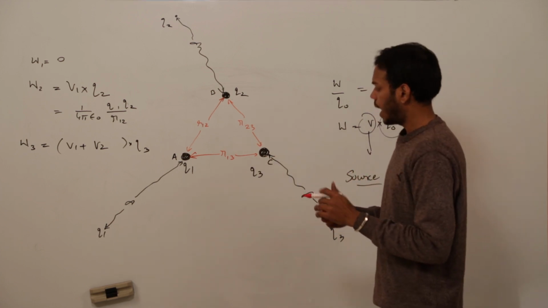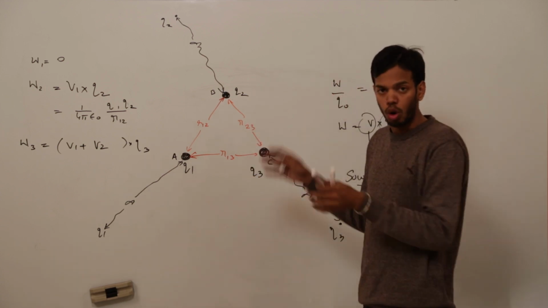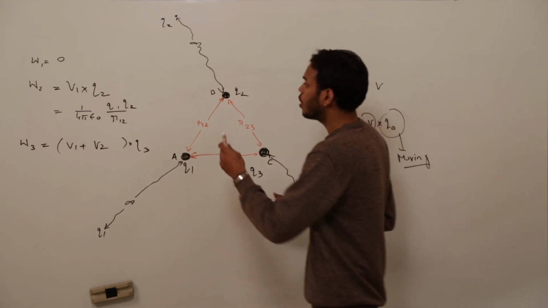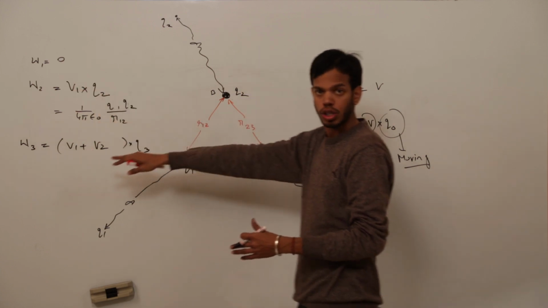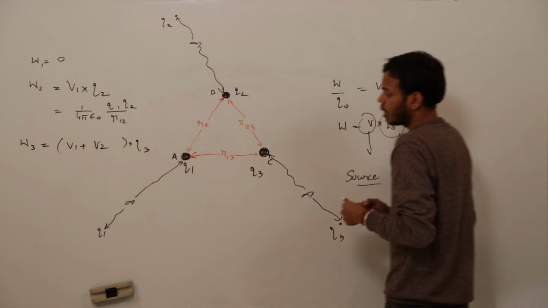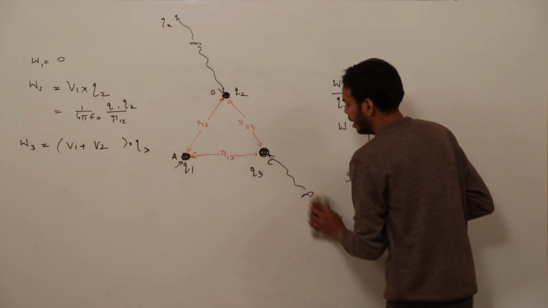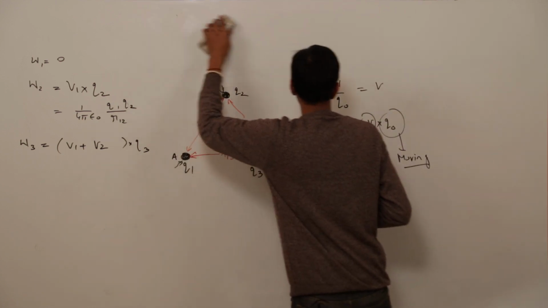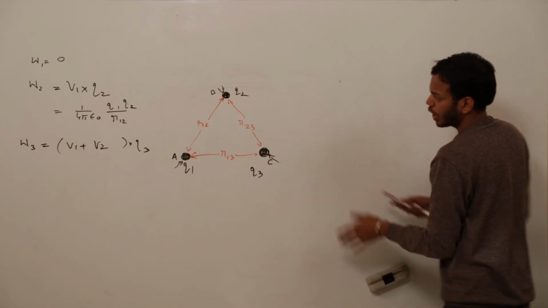Then I want to bring more charges into the system. I want to bring Q4, I want to bring Q5. So instead of doing that lengthier process, let's just find the total work done in this process and we will generalize the equation. So the total work done in bringing these three charges would be W1 plus W2 plus W3, right? See what happens to the equation.